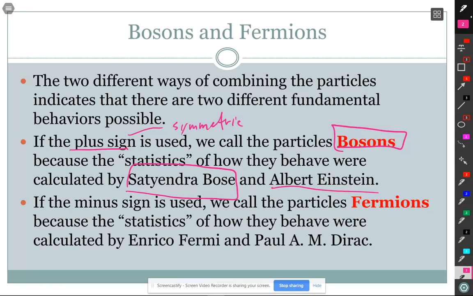Then if you have the anti-symmetric solution, then you call them fermions because it follows the statistics worked out by Enrico Fermi and Paul Dirac. So a new definition, remember I said fermions are things with a half-integer spin.